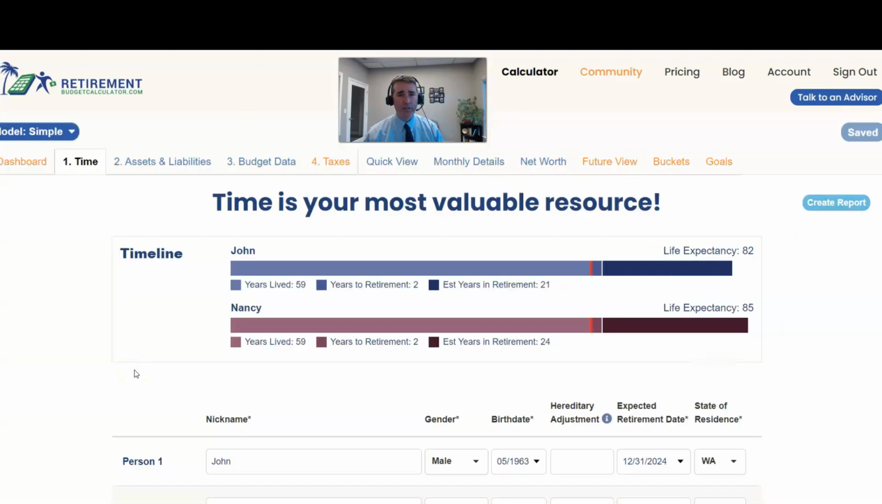Retirement really is pretty simple. There's 3 important numbers you need to know. Number 1, how long are you going to live? Number 2, how much have you saved? And number 3, how much do you spend? When you know those 3 numbers, we can create a retirement plan pretty quick.